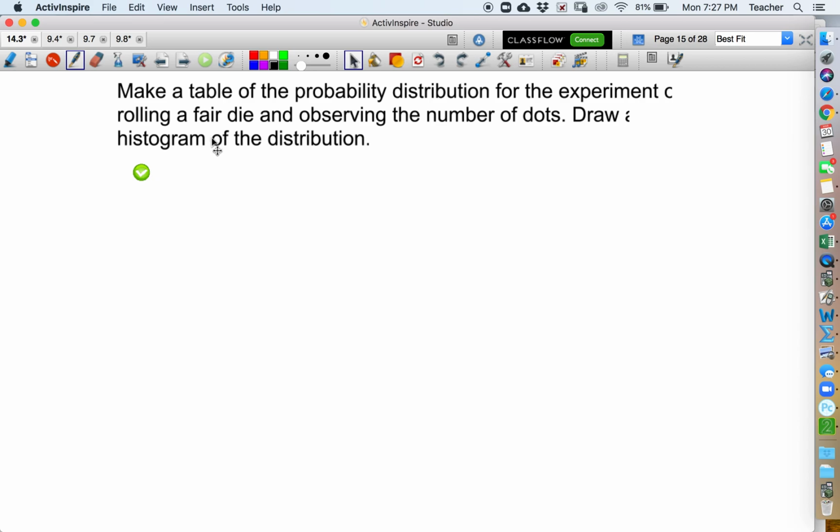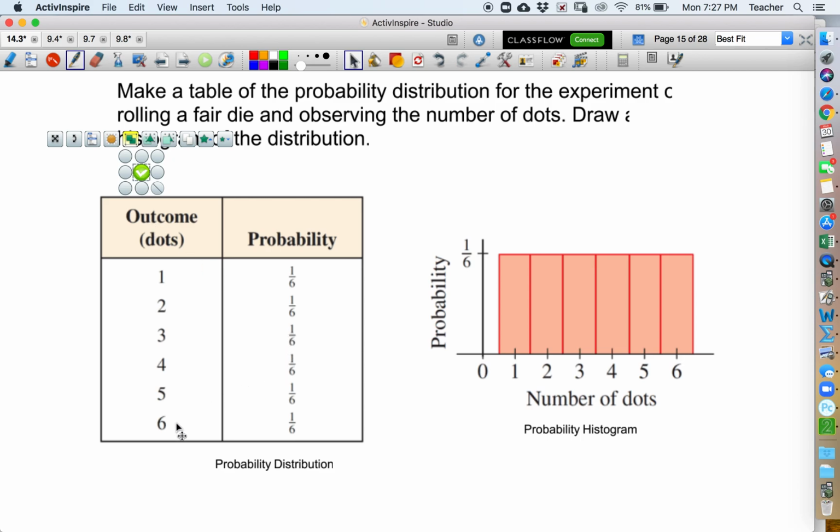So if you have a fair die and are observing the number of dots, the probability of getting a 1 is 1/6, a 2 is 1/6, 3 is 1/6, 4 is 1/6, 5 is 1/6, and 6 is 1/6. So the histogram is just going to be like this, and this is called a uniform distribution.